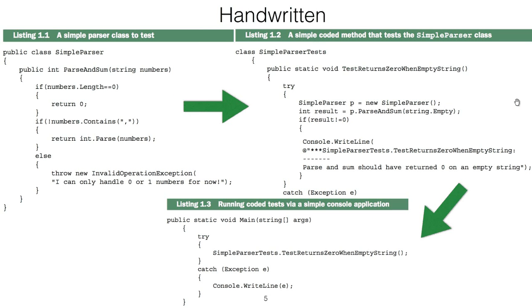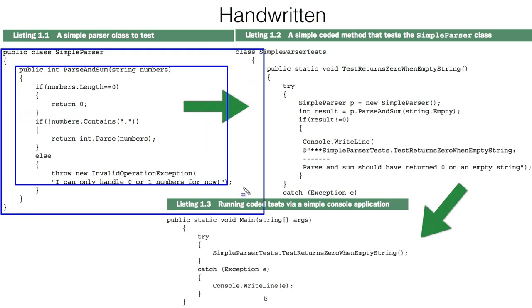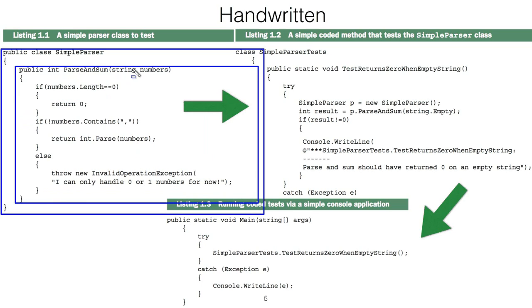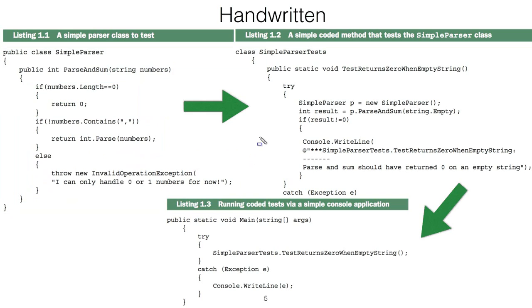Let's consider the following example of a handwritten test. We have a simple class called SimpleParser. Its main responsibility lies in its only method called ParseInSum. It takes a string as a parameter and performs an initial check of the parameter. If the length of the string is 0, it returns 0, as you can see. Or if the string doesn't contain a decimal separator, in our case a comma, our code parses the string and returns a value. In the case where the string contains a separator, it throws an invalid operation exception, as you see on the screen.